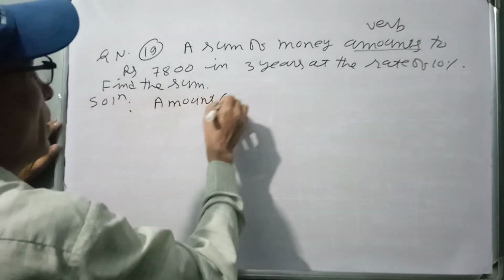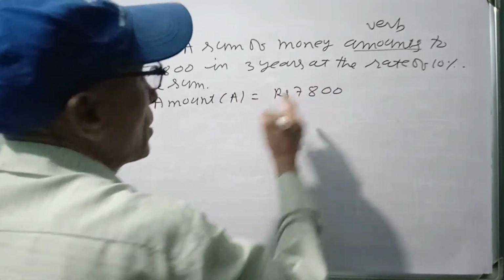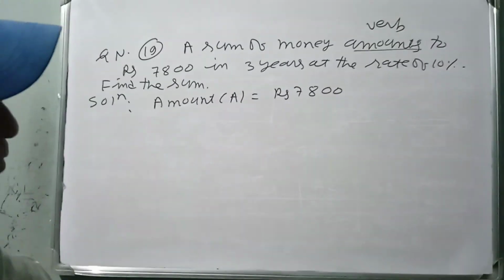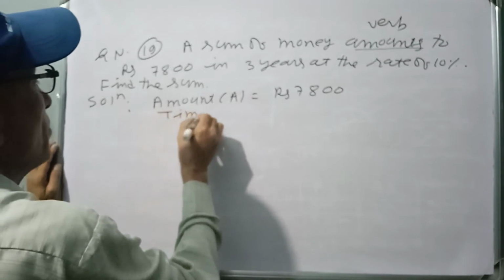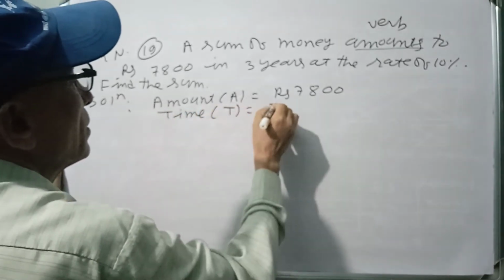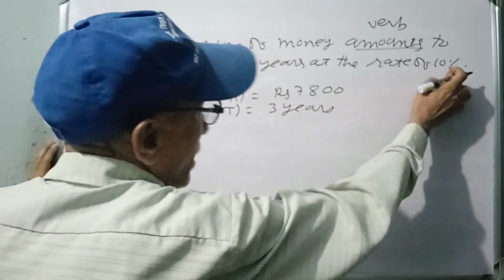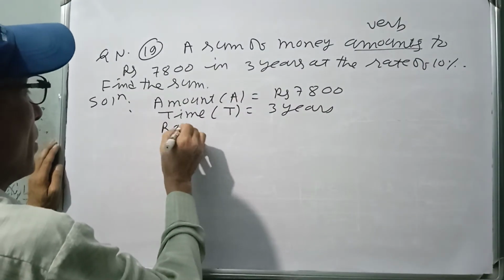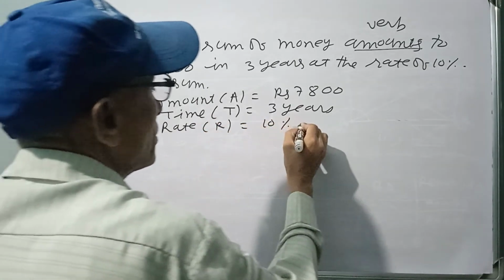Amount A is rupees 7,800. Here amount means P plus I, sum plus interest. Sum not given, interest not given. 3 years means time. Time is 3 years. Years means time. Rate of interest is equal 10%.